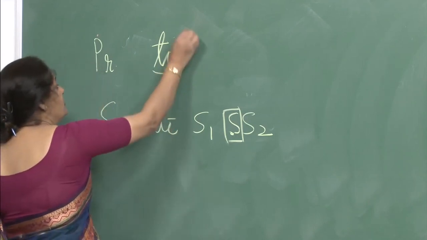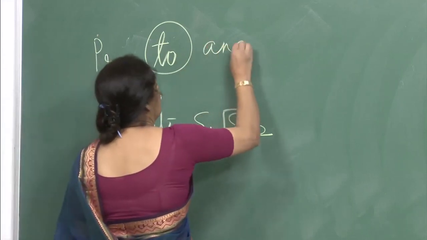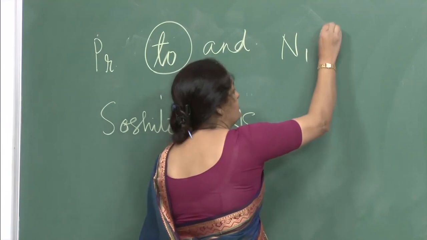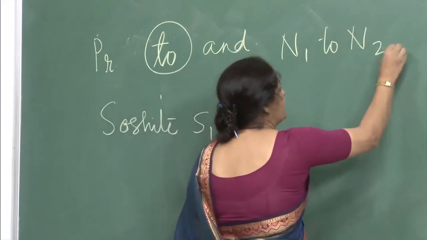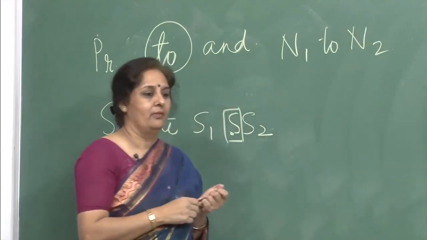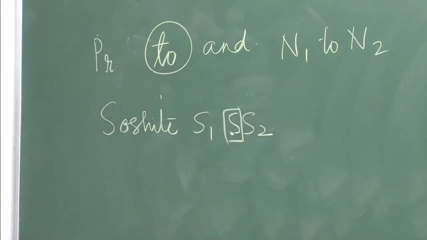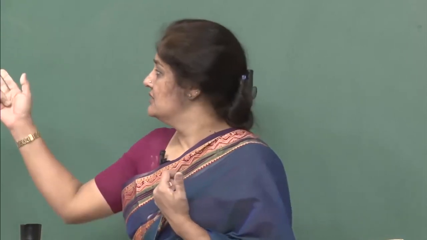Well, over here, to also joins, but it joins one noun to another. For example, in a class, all of you are there. Well, A san to B san to C san to D san. All the students are listed and are present in class. So, this is how you would use particle to over here.